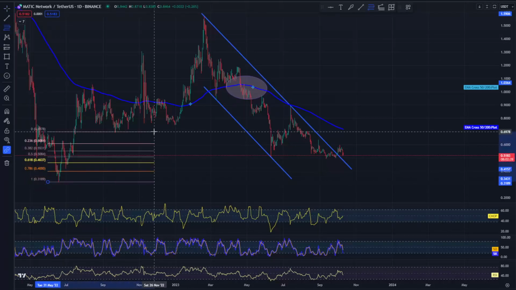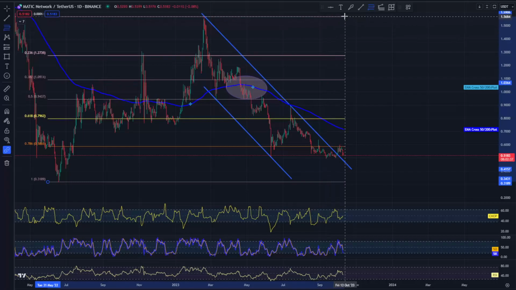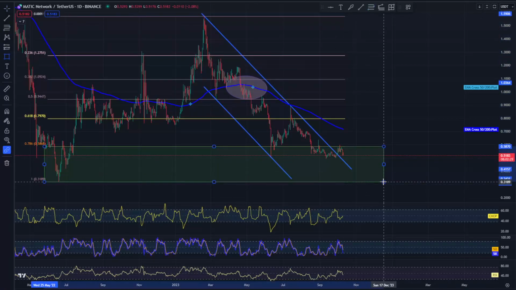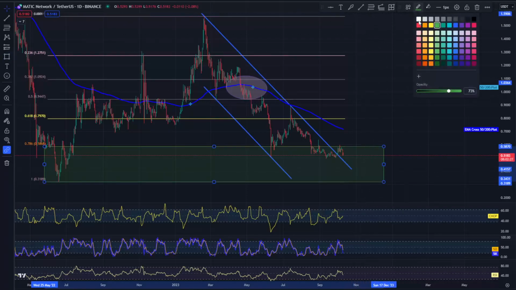When we unfold the fib retracement grid, we can see that the price has returned and remains in a very strong support zone that starts at 58 cents and continues up to 31 cents.